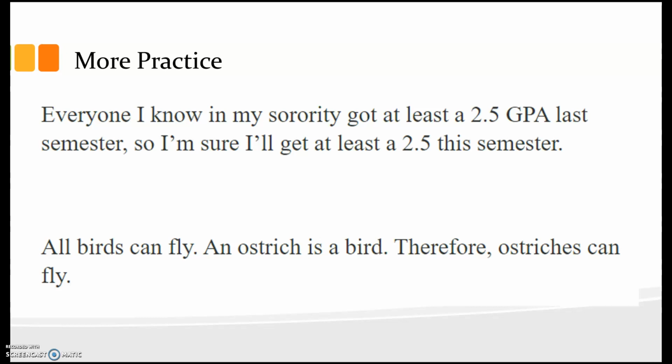For this last one, we have all birds can fly. An ostrich is a bird, therefore ostriches can fly. So here is deductive reasoning. Since all birds can fly, and an ostrich is a bird, therefore ostriches can fly. Deductive.